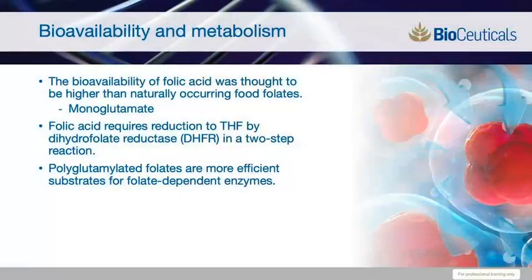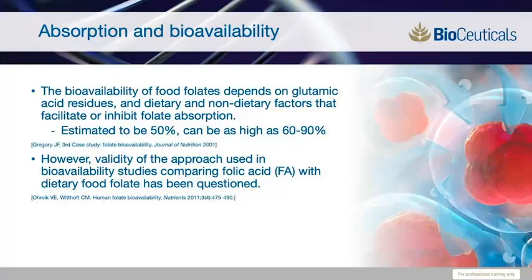And then the other thing to note is the polyglutamate forms of folate are actually more efficient substrates for the folate-dependent enzymes. So when we're talking about that methylation cycle and all of these reactions that are going on, it's actually the polyglutamate forms, because the polyglutamates are stuck back onto the folate, that are going to be used in the cells. The bioavailability of food folates is dependent on the glutamic acid residues, how many are there, the dietary and non-dietary factors that facilitate or inhibit folate absorption, and it's estimated that about 50% of food folates are absorbed.